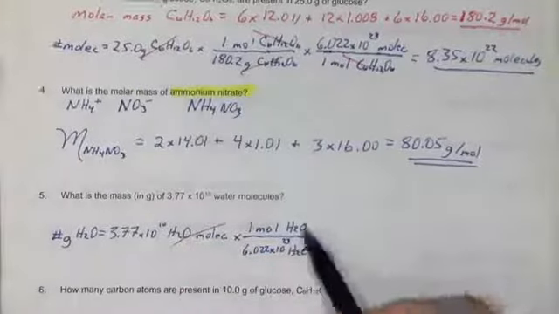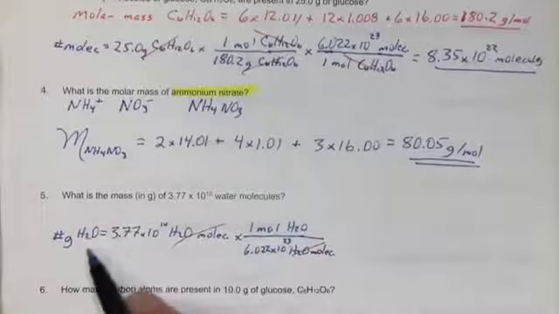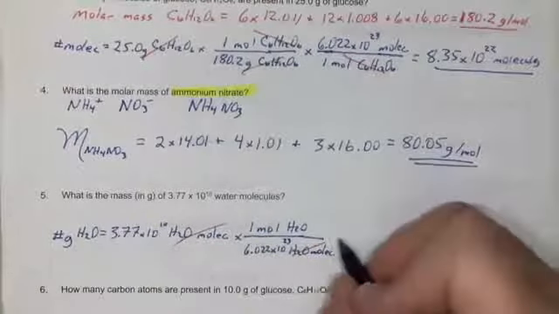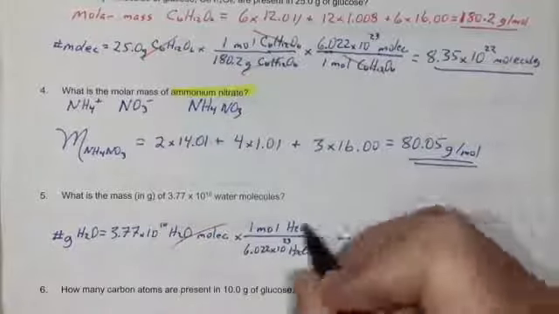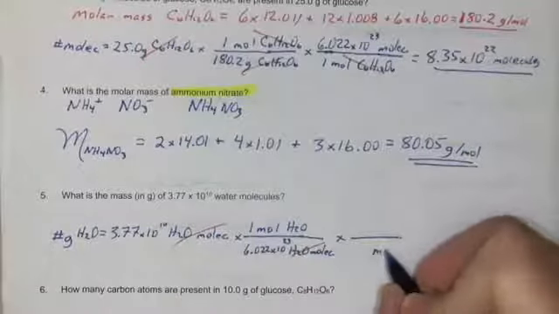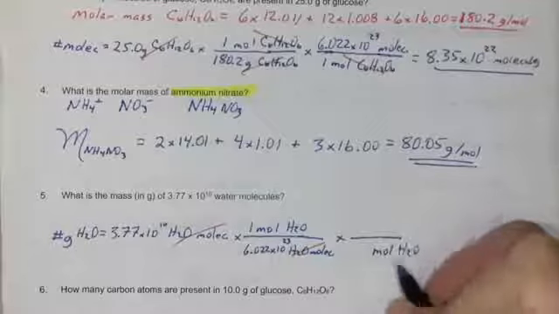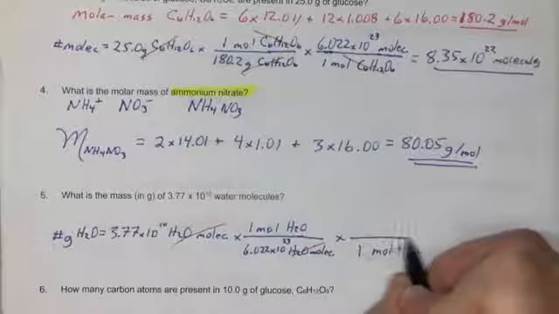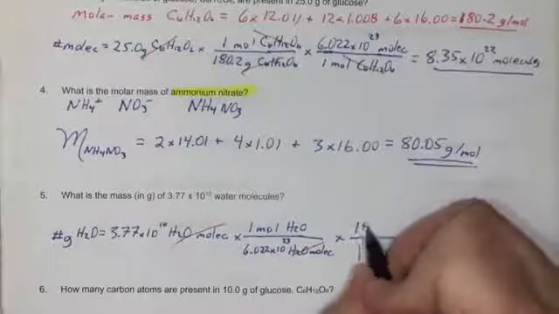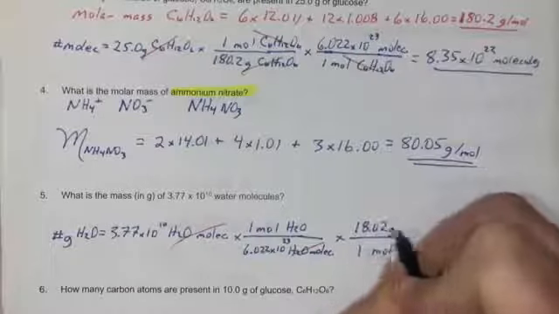Now I have it in moles of water, and we want to know how many grams of water. To go from moles to grams, we use molar mass. So I'm going to say times, draw a line, and put mole of water in the denominator. And 1 mole of water has a mass from the periodic table of 18.02 grams of water.